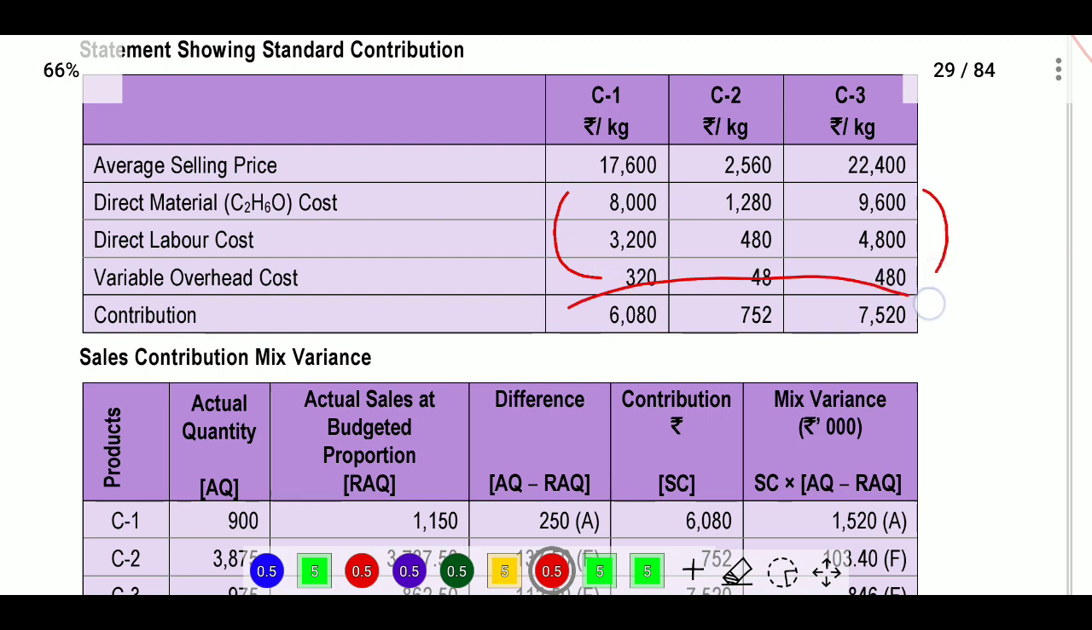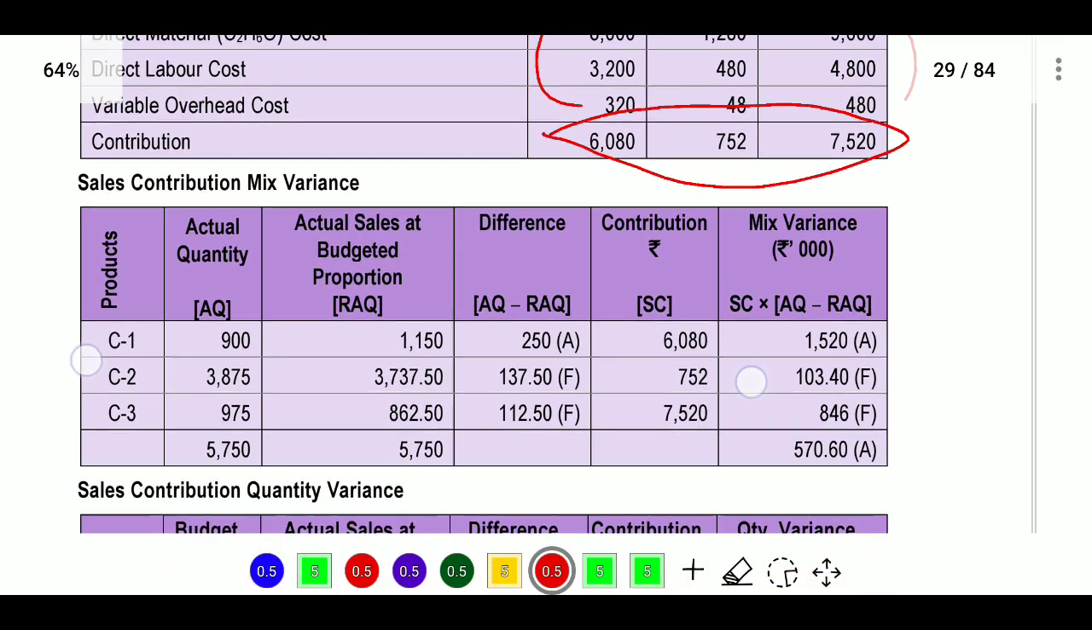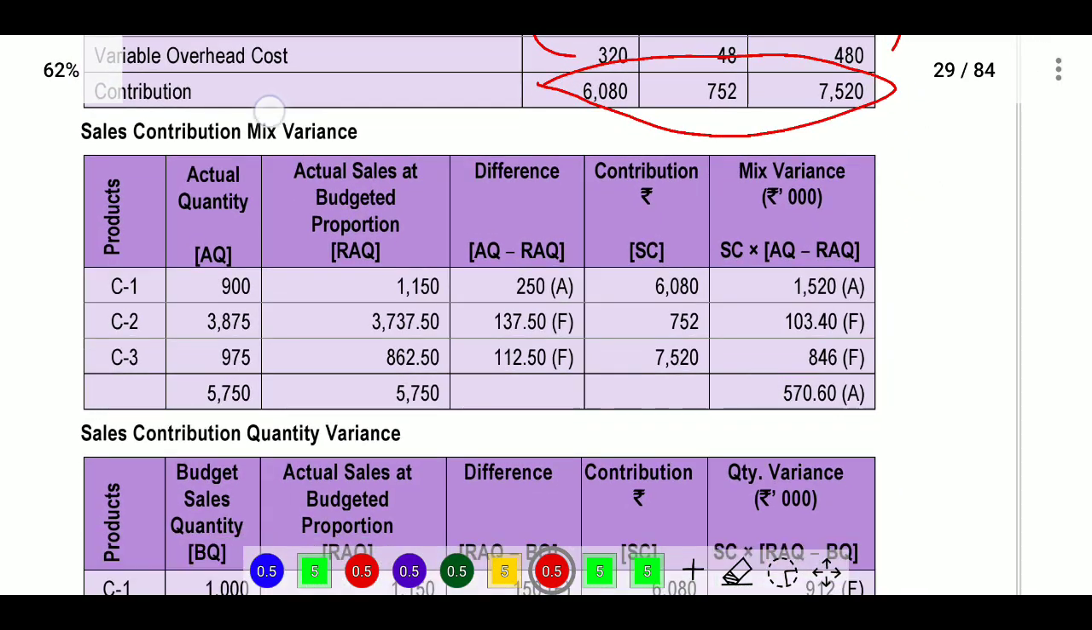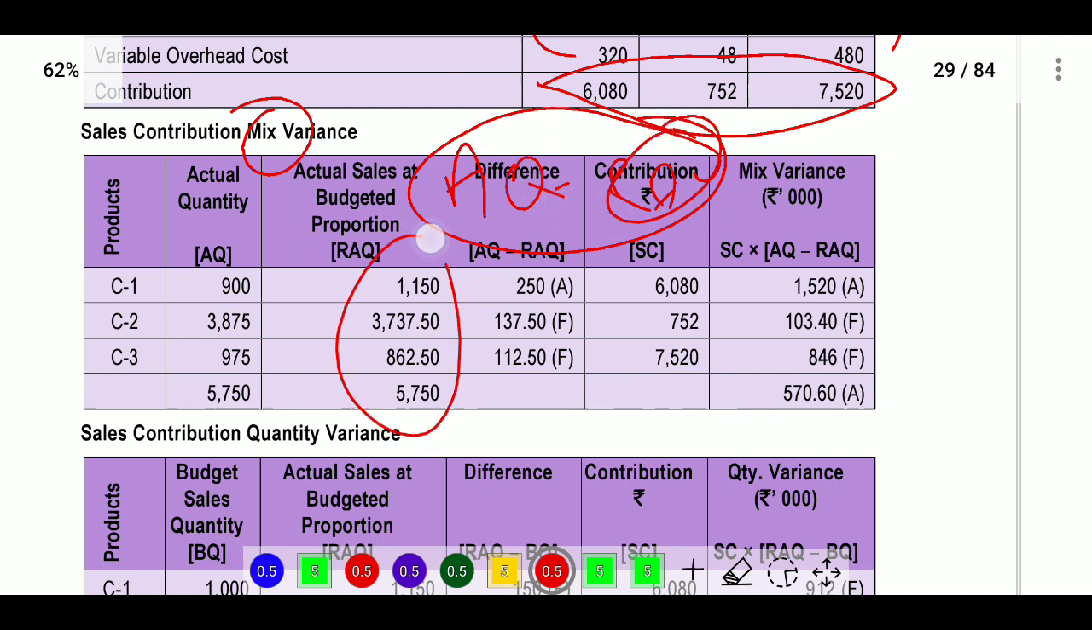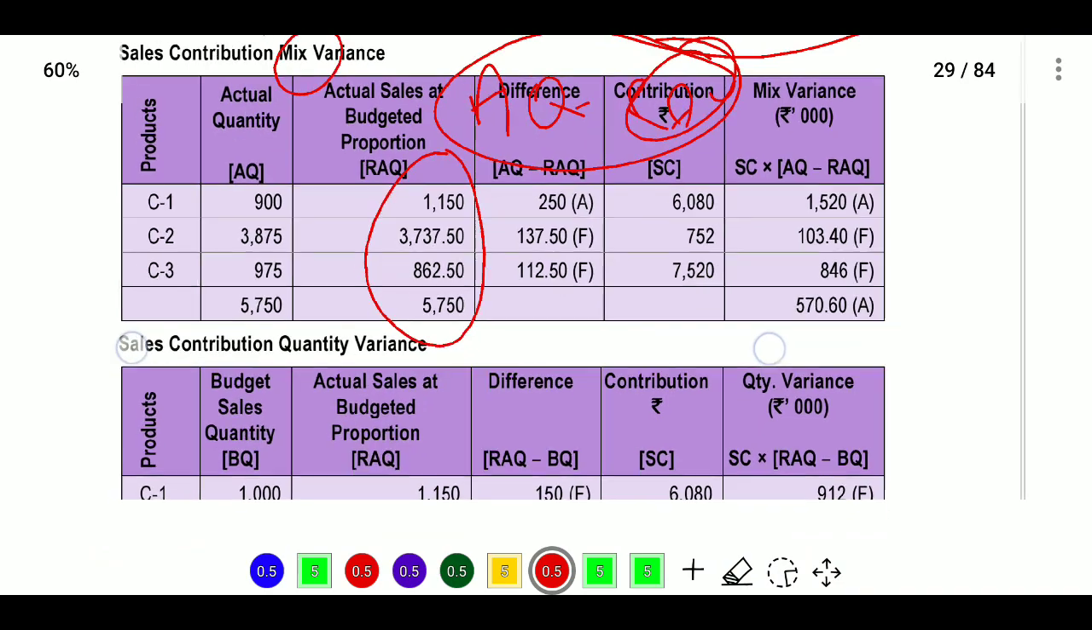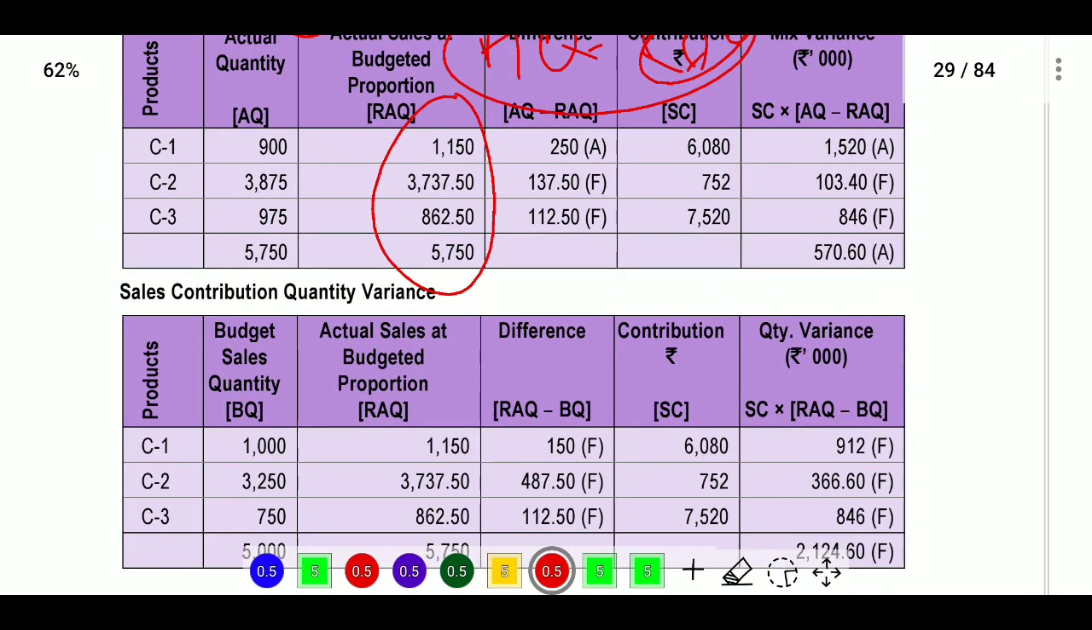We got the contribution. We also got the contribution above. Next, we require sales contribution mix variances. Mix variance means actual quantity minus revised actual quantity. For actual quantity, they provided it; the revised quantity we will calculate. How will we calculate it? Based on that, budgeted sales will be converted into the actual position.